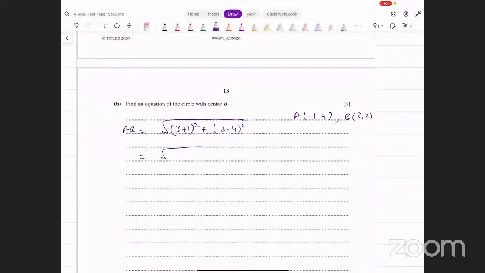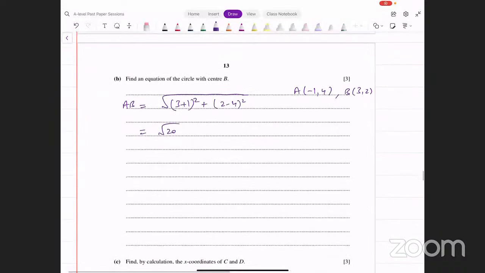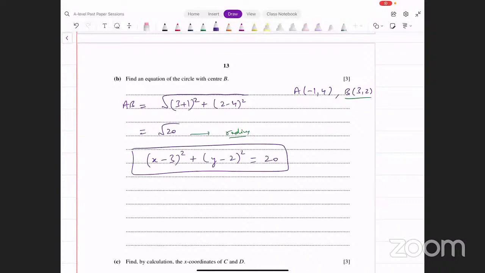16 plus 4, that's 20. It's going to be square root of 20. That's the radius. Radius ho gaya circle ka. You already know the center. This is the center, B आपका center. X minus 3 whole square plus y minus 2 whole square equals square root of 20 ka whole square, which is just 20. That's your equation of the circle. ठीक है? Let's move on.